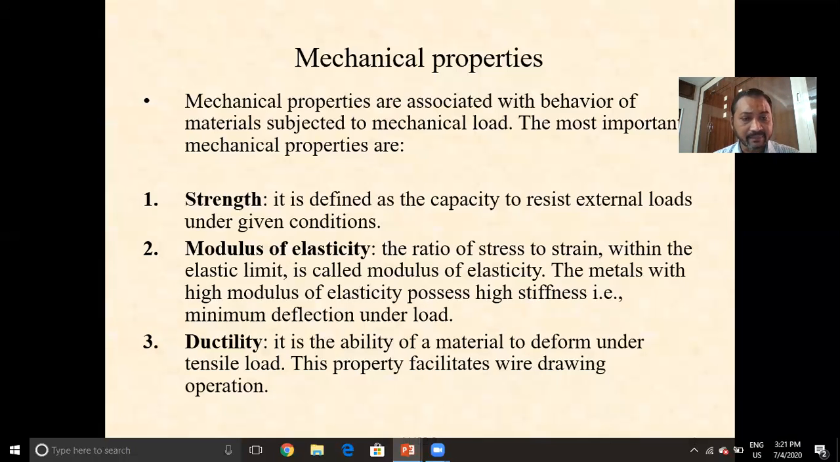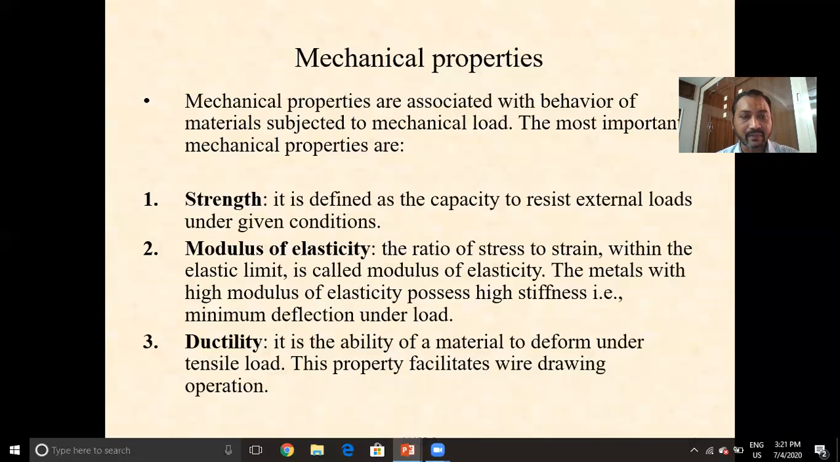The second one is the modulus of velocity. This is also a very important property. It is also called the Young's modulus. When a body is subjected to some kind of stresses, either tensile or compressive, the ratio of the stress to strain obtained is called the modulus of velocity.